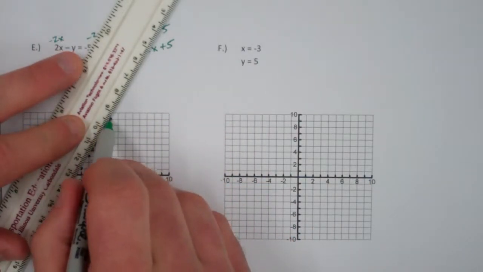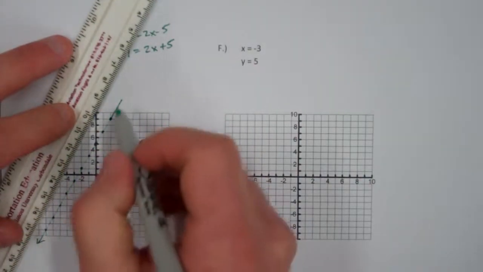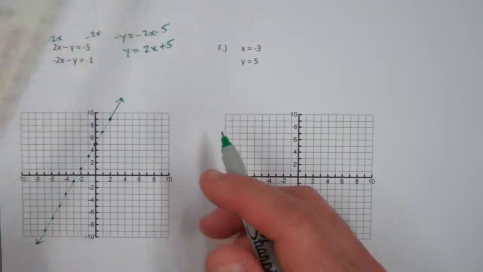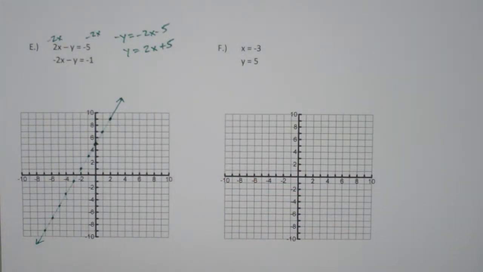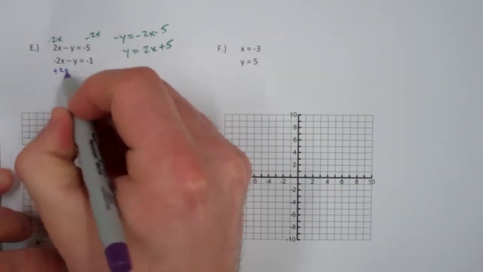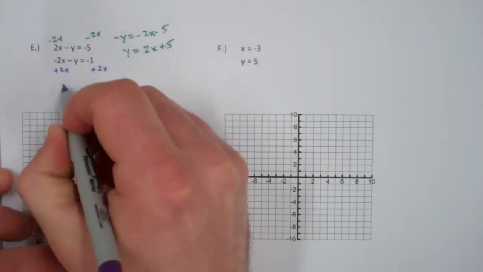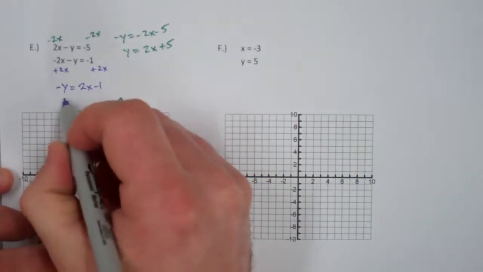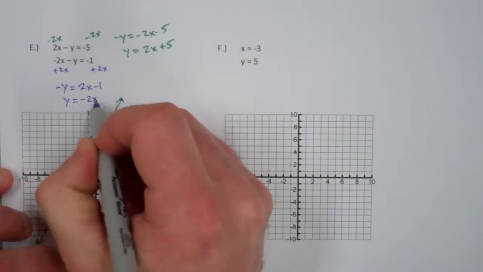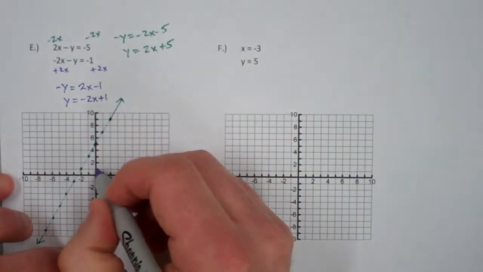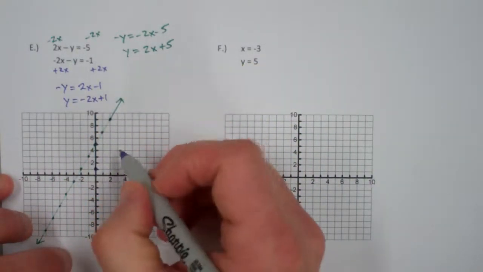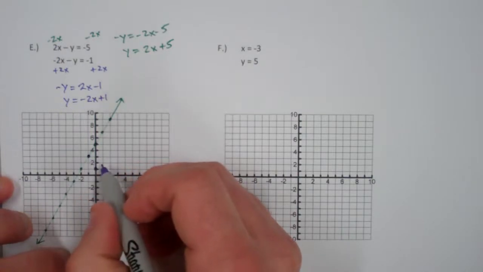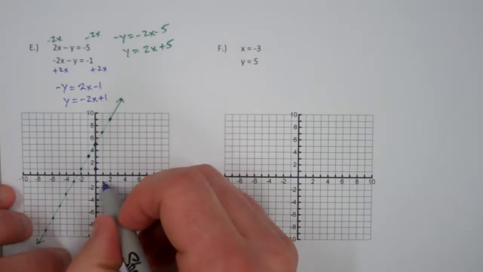Alright. So let's see, there's that and that. It's a little bit light and green there, but I think you can see it. And then we'll do the same thing here, except this time we'll have to add 2x to each side. So we'll get negative y is equal to 2x minus 1, divide by negative 1, and we get y is equal to negative 2x plus 1. So there's our y-intercept of 1, up to left 1 this time, or down to right 1.